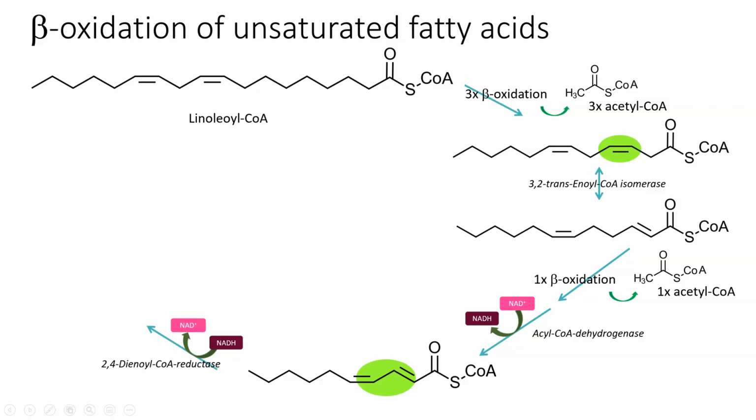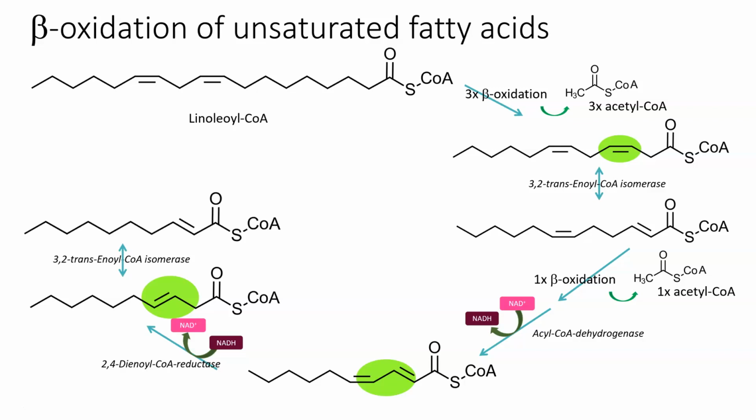2,4-dienoyl-CoA reductase and NADPH and a proton to reduce the two double bonds to one. At this point, the remaining double bond is between carbons 3 and 4. This then gets shifted to between carbons 2 and 3 by the enzyme 3,2-trans-enoyl-CoA isomerase. At this point, the rest of the fatty acid can be degraded using standard beta oxidation.